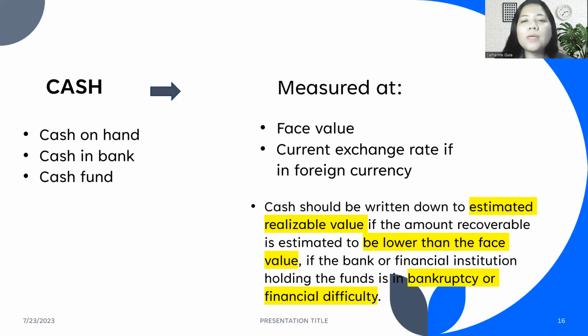And it can also be measured at estimated realizable value if the amount recoverable is estimated to be lower than the face value, if the bank or financial institution holding the fund is in bankruptcy or financial difficulty. Okay?